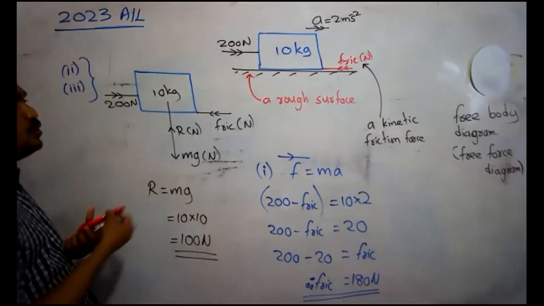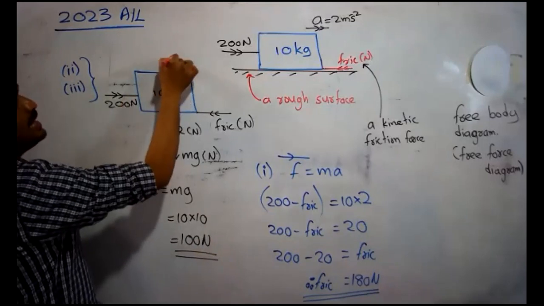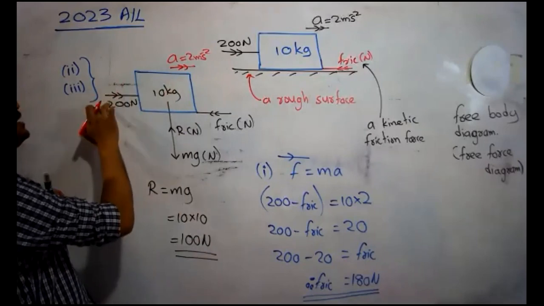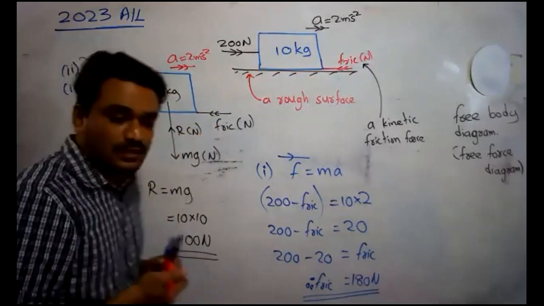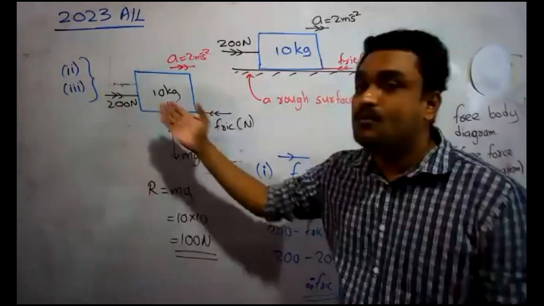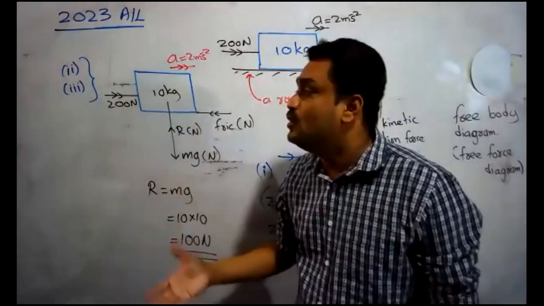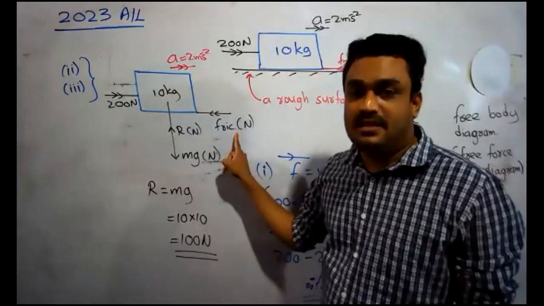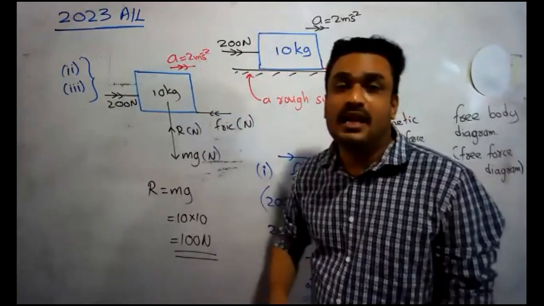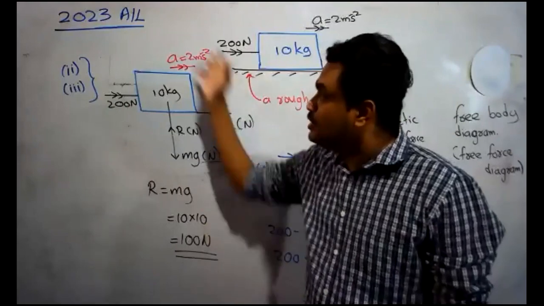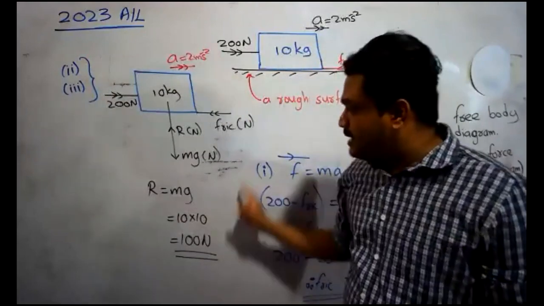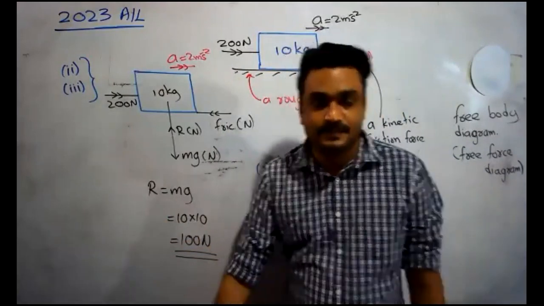But object is moving to the right hand side with an acceleration of 2 meter per square seconds, because 200 Newton force is bigger than the friction force. It is said that object is moving. For the object to be moved, definitely 200 Newton force must be greater than the friction force. That's why it is moving to the right hand side. Got it? Draw this figure. Use a curly bracket like this. If you have any doubt related to this part, please ask me.